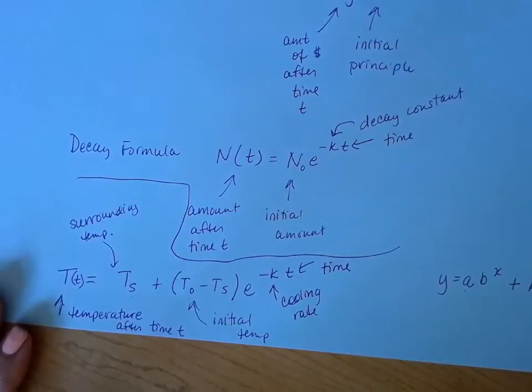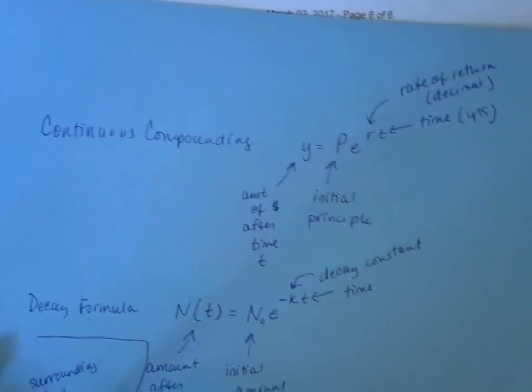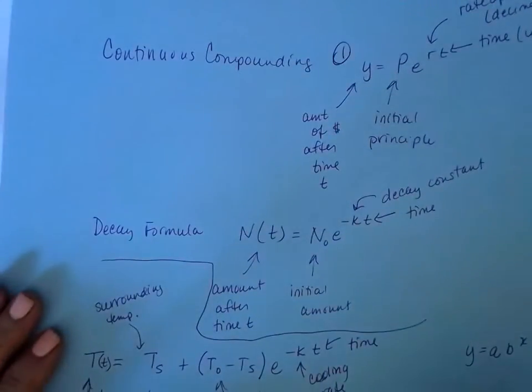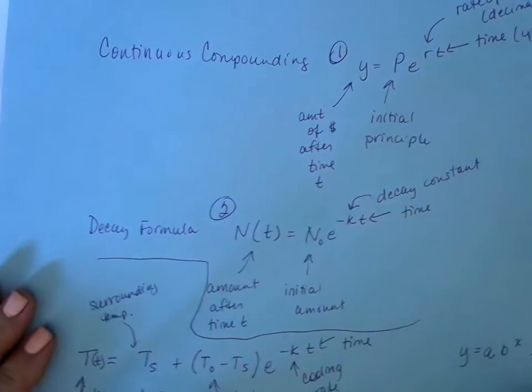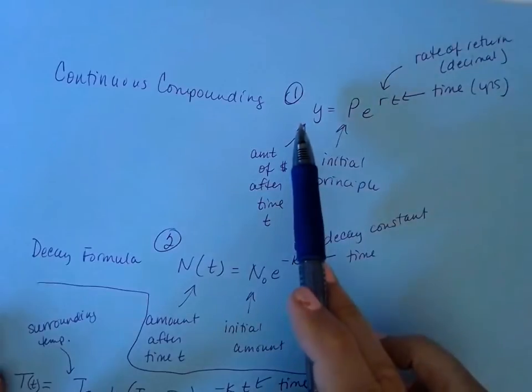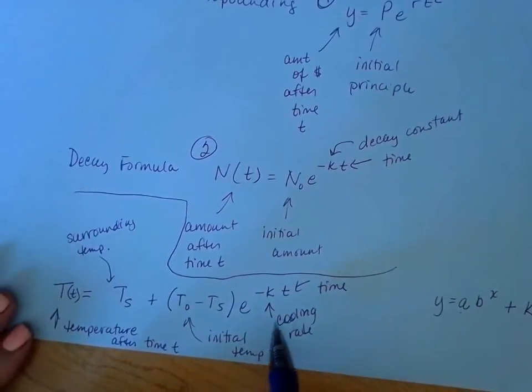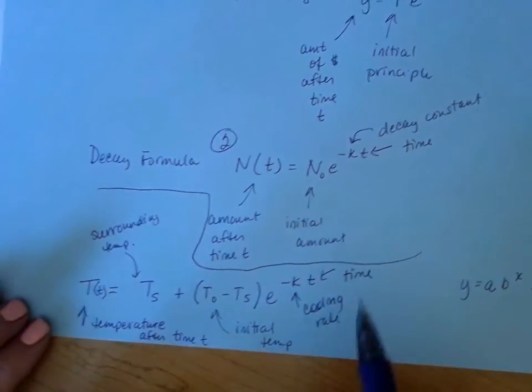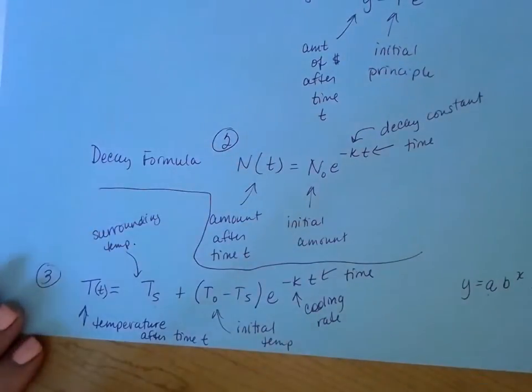So those are the three new formulas you need for today. So one, which we call the PERT formula, and then sometimes I call this the NERT formula. It's almost the same exact formula, but this is for growth, this is for decay. And then the third thing, it is a decay type of problem, but it's specifically for cooling. So this is the third type of formula.